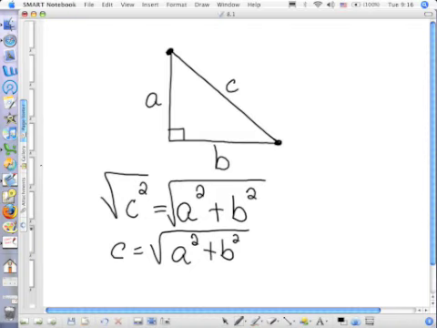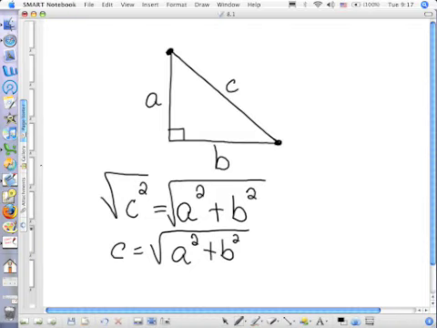Now, normally we would say plus or minus. But here we're looking for an actual measure. Can distance measurements ever be negative? No. So in this case, because we're actually looking for the distance between 2 things, we don't worry about the negative.